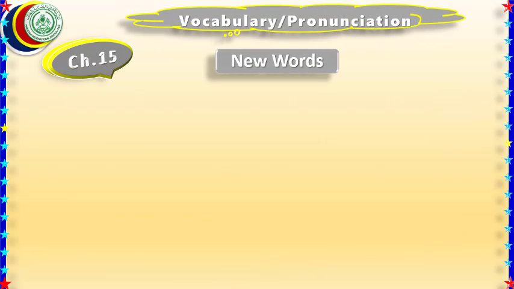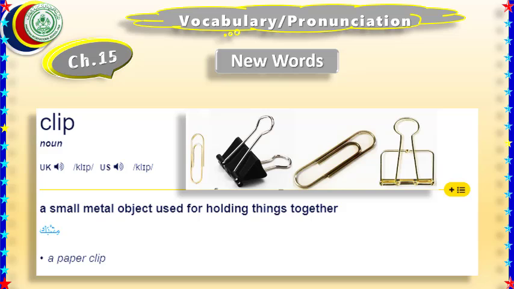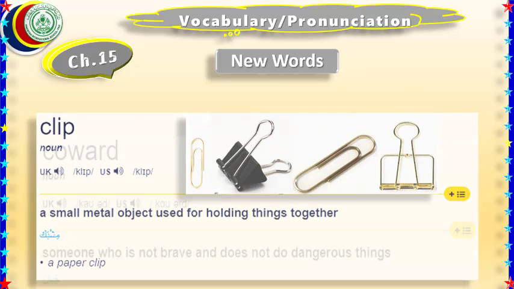Let us have a look at the new words which are used in this lesson. Some of you may be familiar with some of these or all of these words. We can look at the correct pronunciation also. The first word is clip. You can see the pictures of different types of clips. This is a small piece of metal that is used to hold things together.